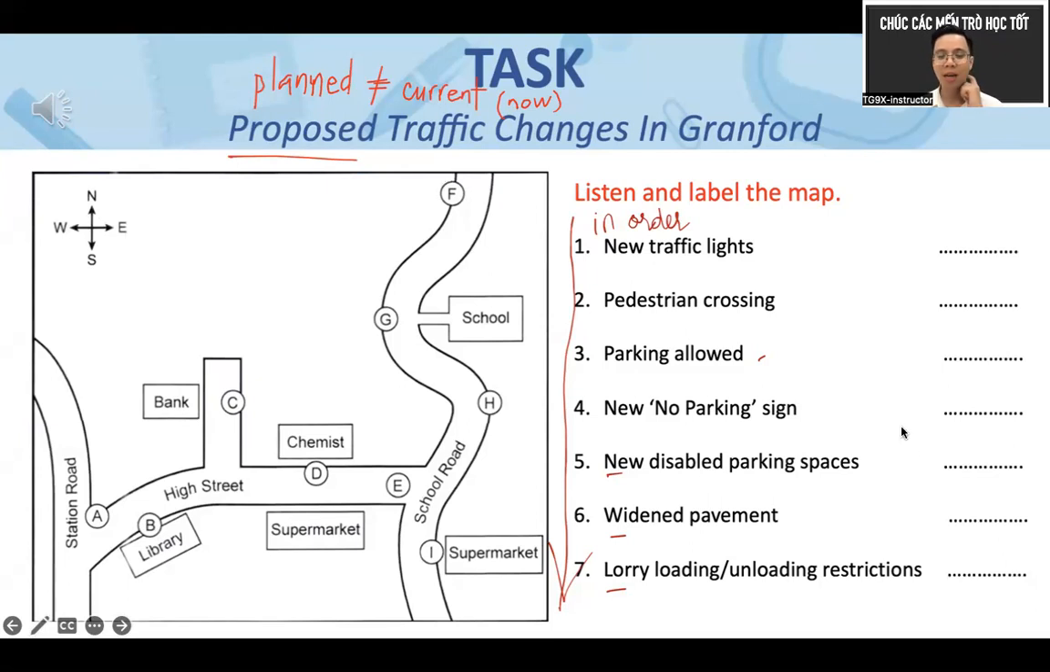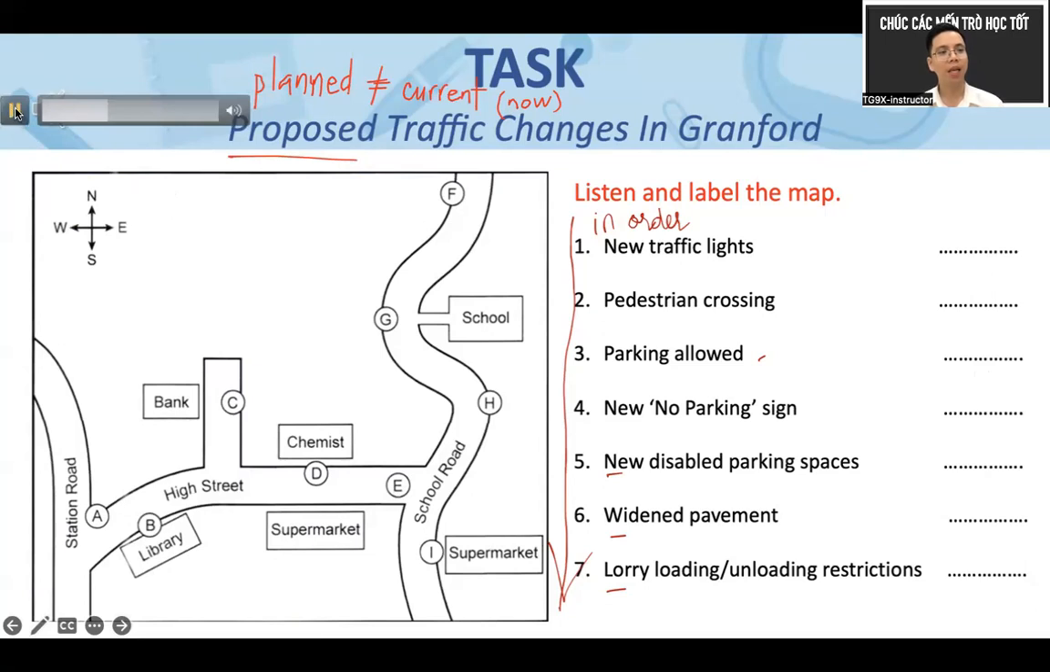Rồi tiếp theo mình tới cái bảng cấm dừng, cấm đổ. Bảng cấm đổ. Ở đâu đây? Câu số 4. But not at the other end of the high street near school road. Rồi not at the other end nha. Nếu chúng ta nghe cái đó thì chúng ta đừng có chọn câu số 3 là 3E là sai đó ạ. Câu 3B mới đúng ạ. Rồi bây giờ tới câu số 4.